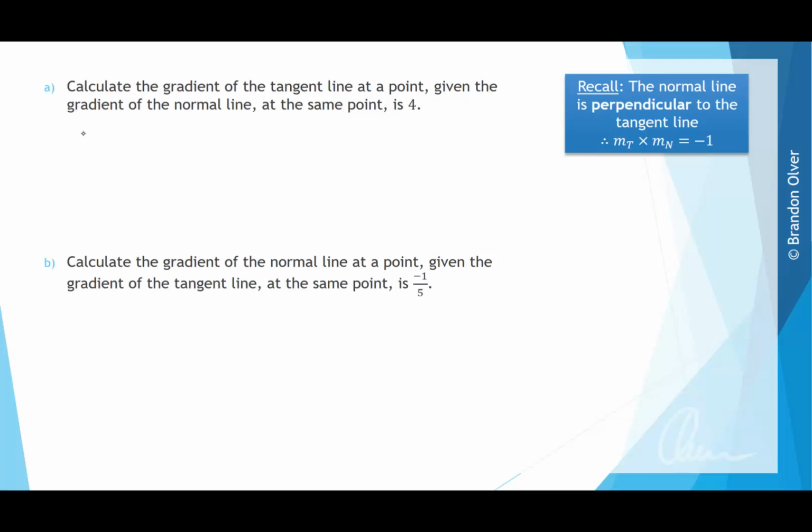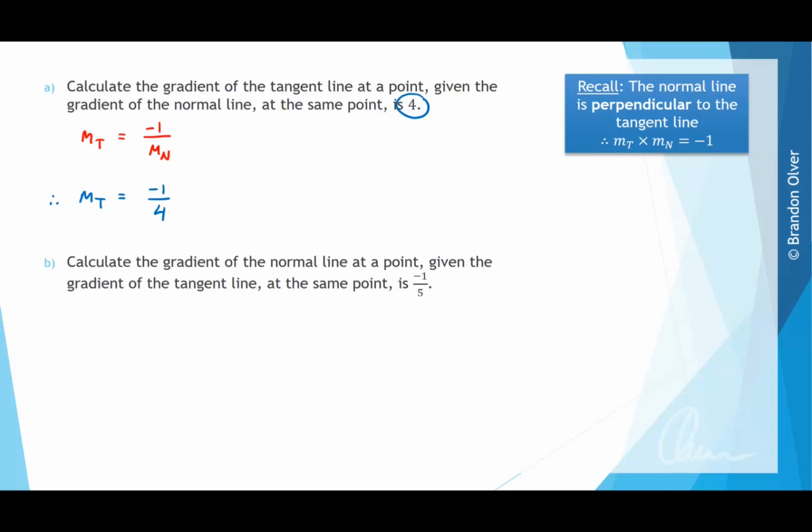So that means that the gradient of the tangent line is equal to -1 divided by the gradient of the normal line. Therefore, for this question, the gradient of the tangent line is going to equal -1 divided by 4, because that's the value of the gradient of the normal. So it has a gradient of -1 divided by 4.